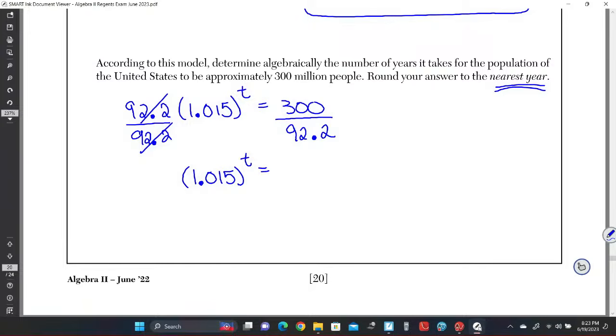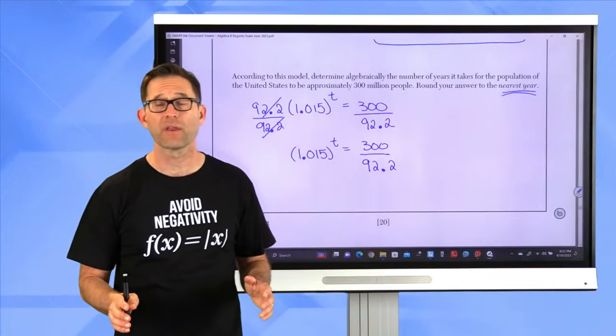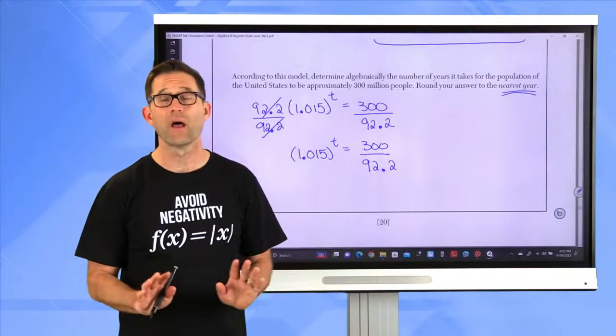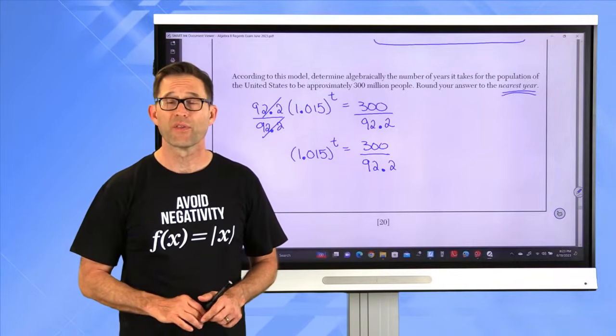All right, so I'm going to get this at this point. Now again, I realize that it's probably very tempting to figure out what 300 divided by 92.2 is on your calculator, and you can totally do that. There's nothing wrong with that. I'm going to leave it this way, though, for the time being.